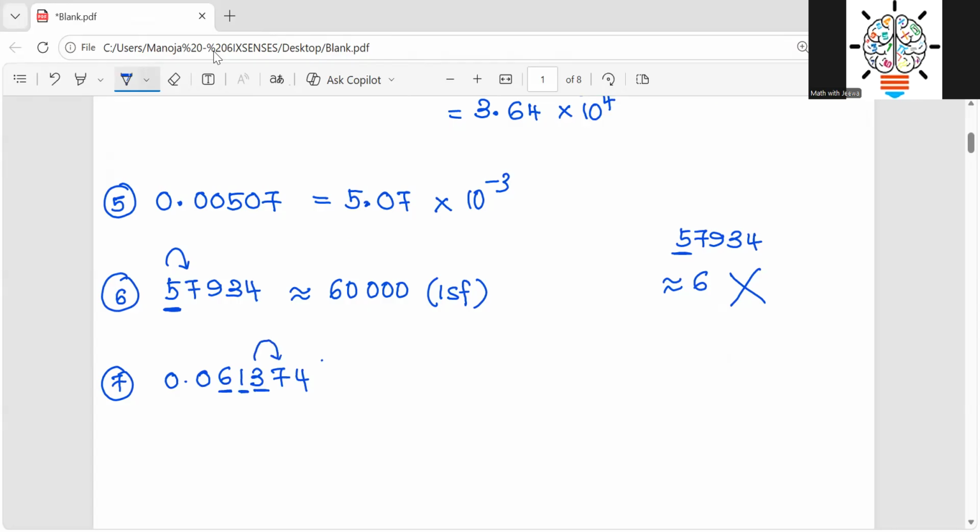And then I look at the next number. When I look at the next number, if it is 5 or more than 5, by now you know the theory, you add 1 to the underlying number. In this case, the underlying number means 3, right? That is the third significant figure. So then you write 0.0614, not 613. It should be 614. And you write 3 SF, 3 significant figures, right? And then we will move to exercise 1P.